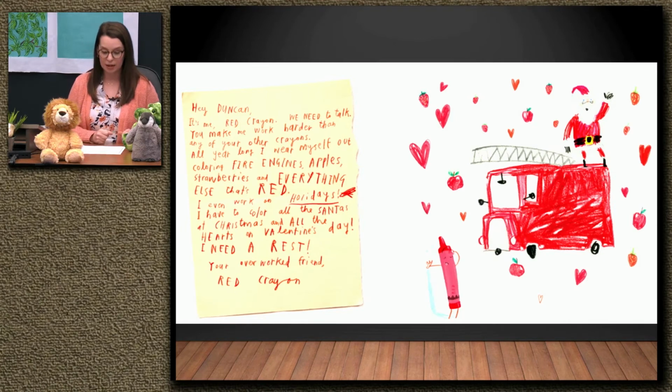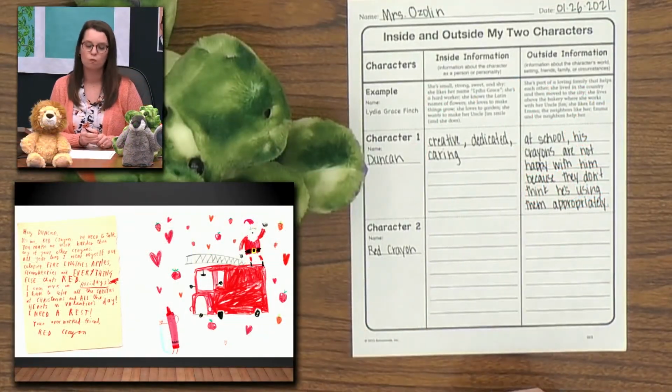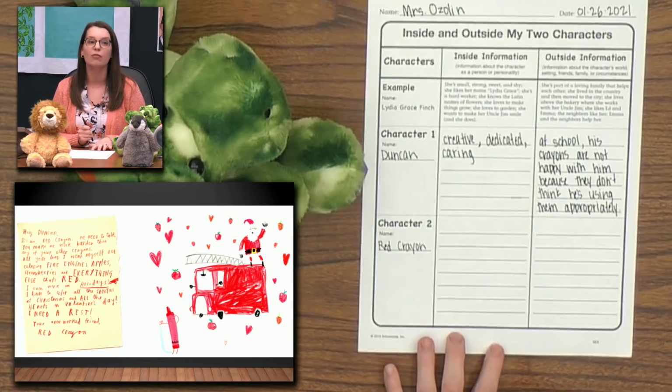Now, take some think time. How would you describe the inside information that we have learned about Red Crayon? Turn and tell your learning buddy what you're thinking about the character traits of Red Crayon.